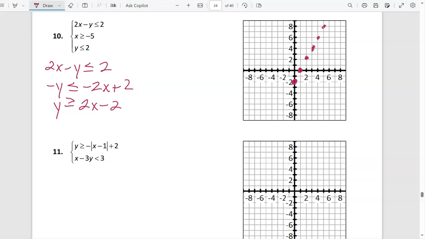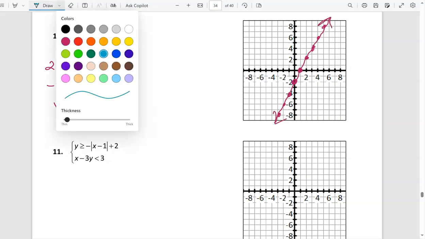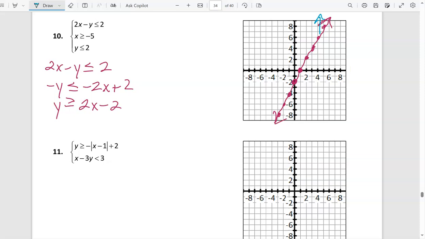And the boundary line is included, so we'll make it solid. We do want to graph above that line, so I'll make a little notation here that we're going to shade above that line. And then our next inequality, x is greater than or equal to -5, the boundary line is a vertical line, x equals -5. I'll make that a solid line.